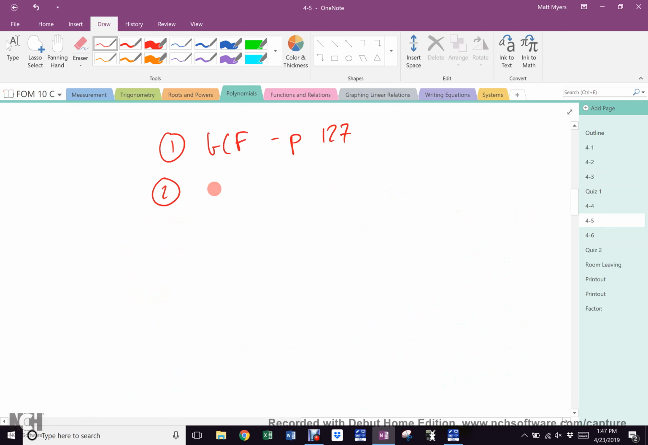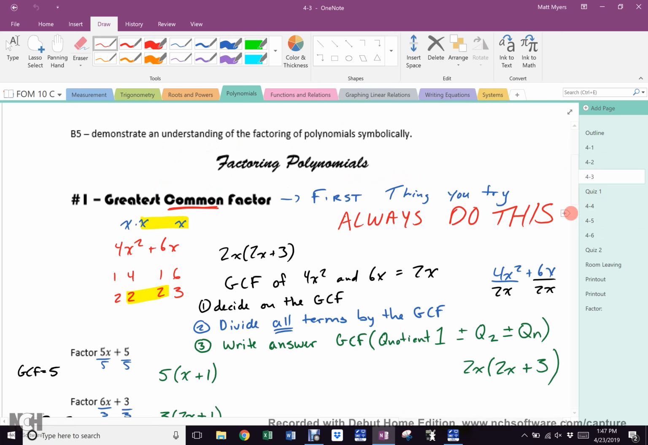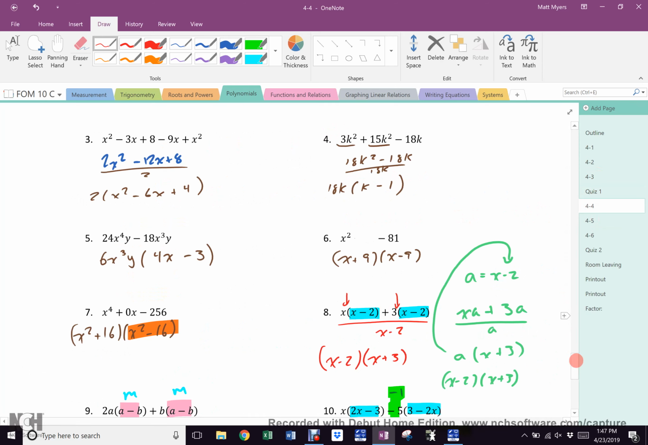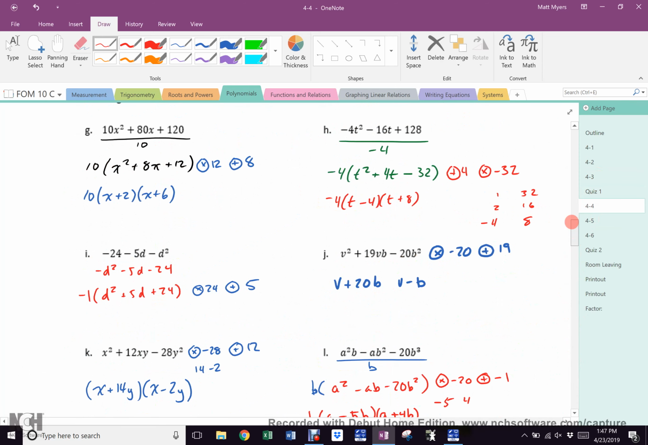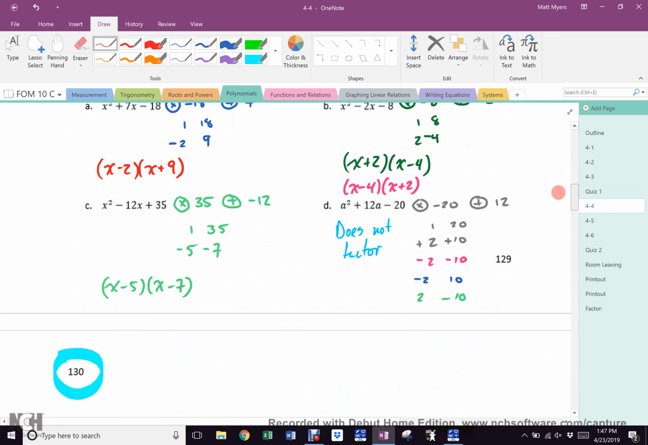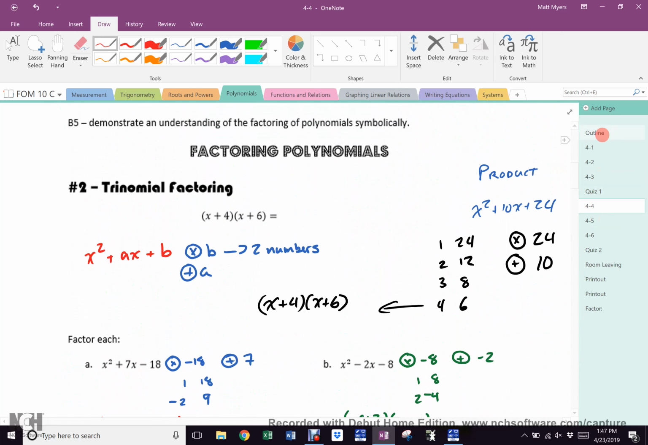The second thing you have is this one. And to factor that, you need numbers that add to B and multiply to C. And that you will find on page right there, 129.